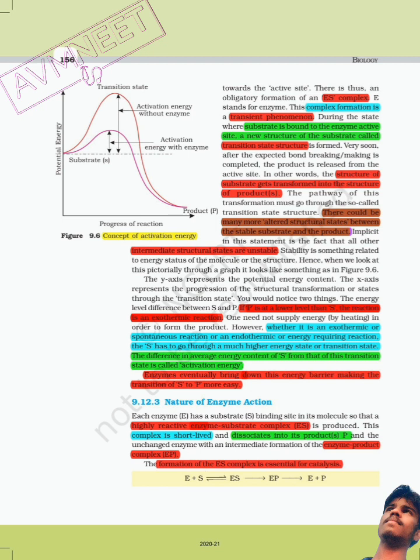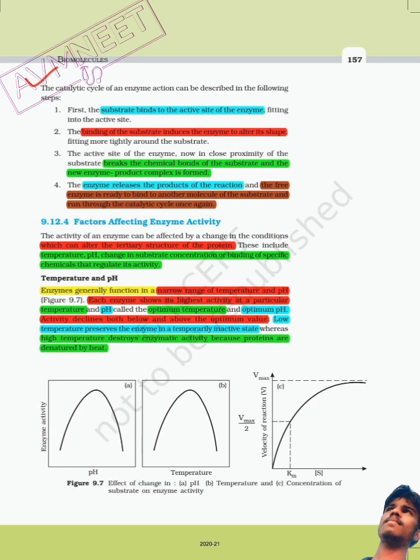9.12.3 Nature of enzyme action. Each enzyme has a substrate binding site in its molecule so that a highly reactive enzyme-substrate complex is produced. This complex is short-lived and dissociates into its product and the unchanged enzyme, with an intermediate formation of the enzyme-product complex. The formation of the ES complex is essential for catalysis. The catalytic cycle of an enzyme action can be described in the following steps. First, the substrate binds to the active site of the enzyme, fitting into the active site.